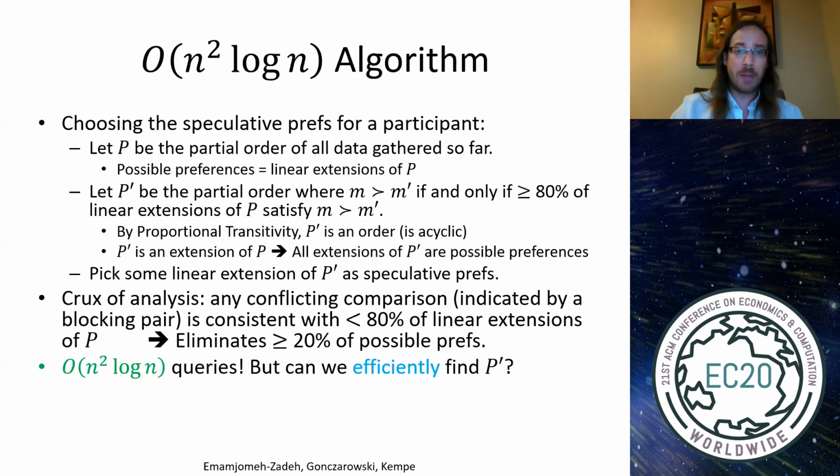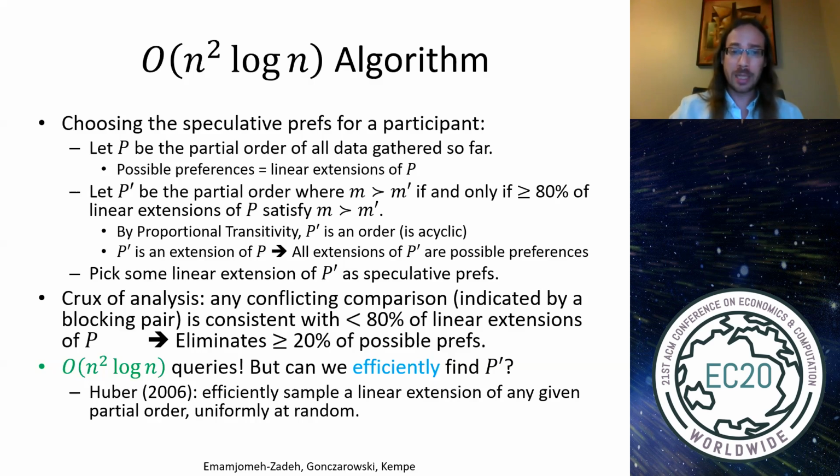The problem is that for M and M prime, to tell whether M precedes M prime in at least 80% of linear extensions on P is not easy. Luckily, there's an algorithm by Huber that lets us efficiently sample uniformly at random, that's the important part, linear extensions of any given partial order. So we can sample many extensions of P and say that we put M preceding M prime in P prime if in the linear extensions that we sampled, at least in 85% of them, M precedes M prime. And it's unlikely that we'll make a large mistake here.